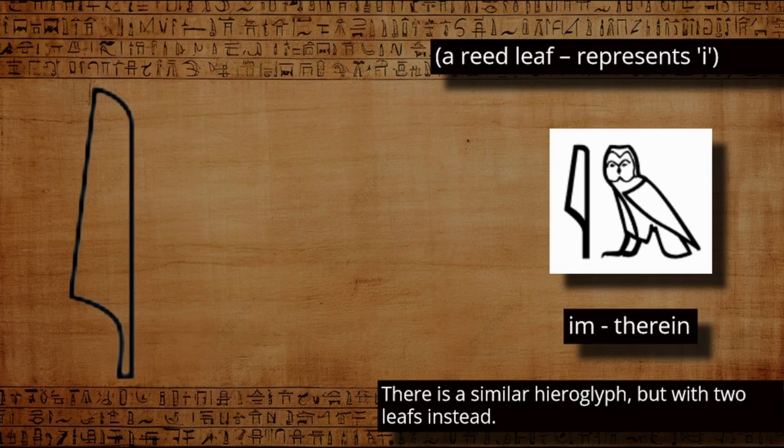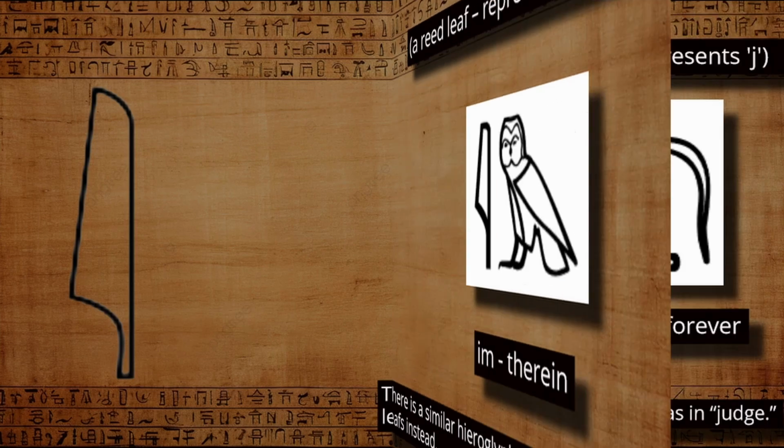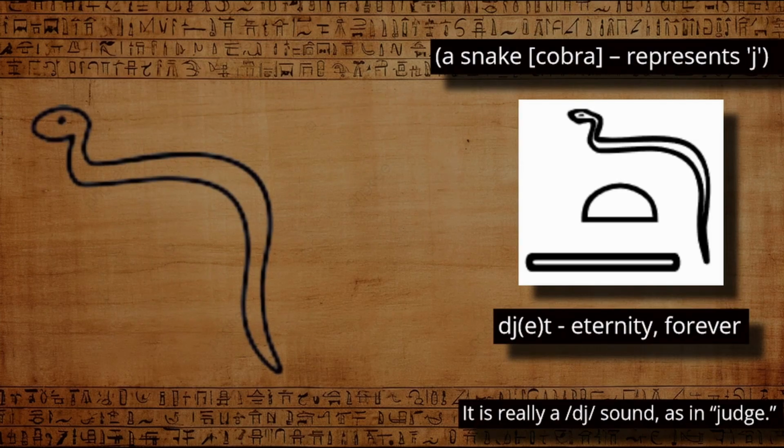Adjacent to it sits again our beautiful owl, forming the word im, meaning therein. A quick side note, there's a nearly identical hieroglyph with a small but significant difference: the number of reed leaves, so watch out for that. Oh, there's another snake. This time it is a cobra, and it signifies a j sound, like in judge.